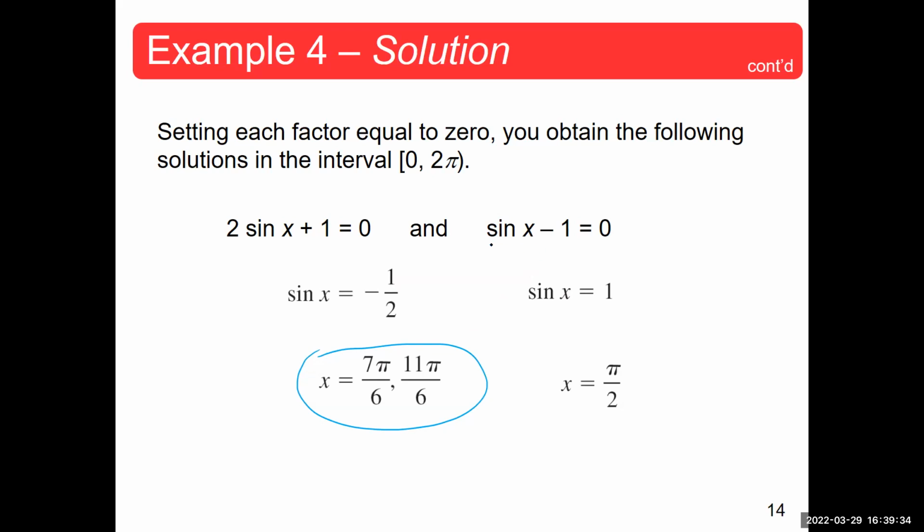And the other one, sine x minus 1, then you get sine x equal 1. Well, sine x equal 1, that's the only solution here. We have only one solution. There is no symmetry. It's pi over 2. Why? Because this is the sine axis, and also here pi over 2. So this is the value 1. So sine pi over 2 is 1. There is no symmetry. It's on the axis. So only one solution, pi over 2.